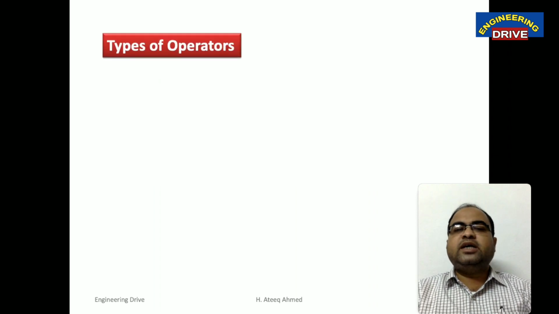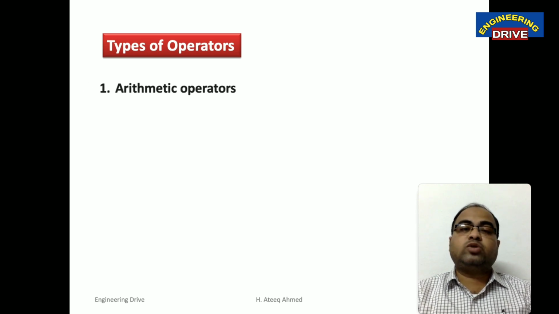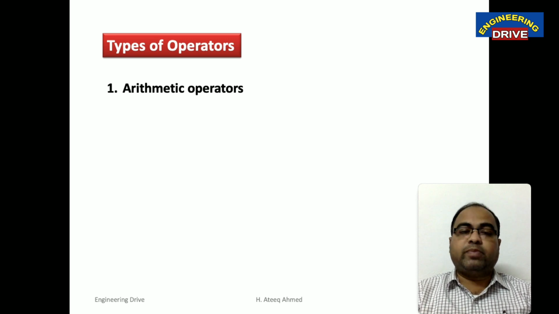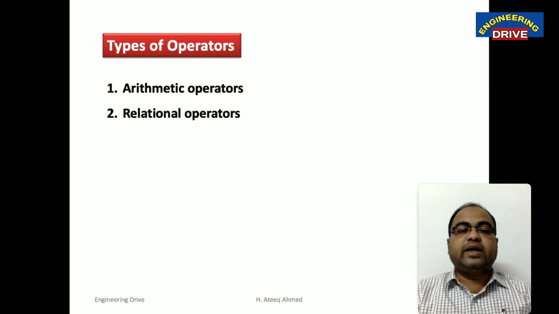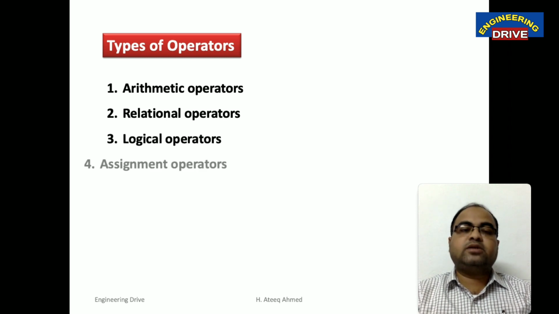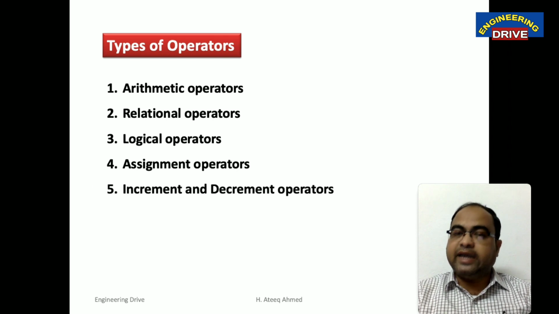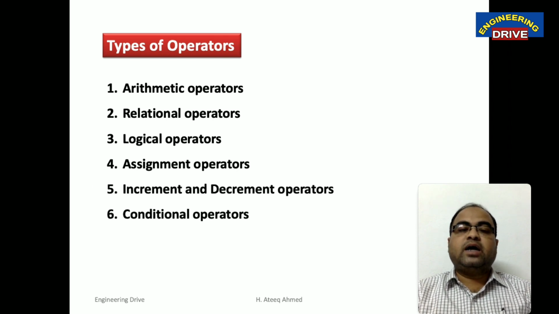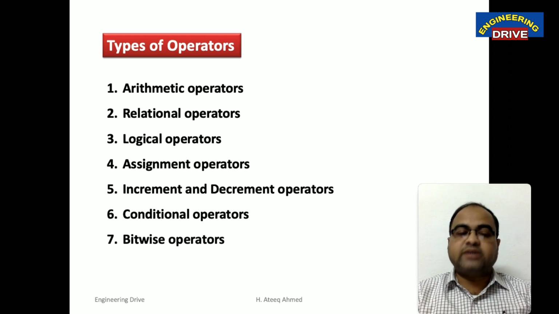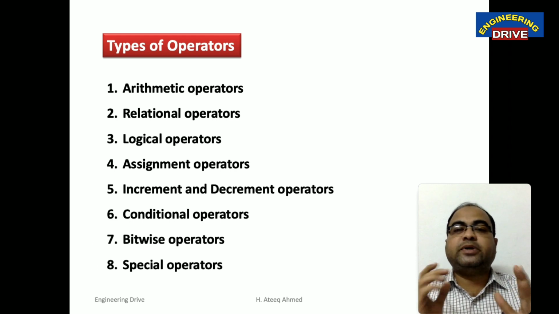So C supports the following 8 categories of operators. How many types? 8 categories. So what are those? Number 1, arithmetic operators. Number 2, relational operators. 3, logical operators. Assignment operators. Increment and decrement operators. Conditional operators. Bitwise operators. And the last category, special operators.